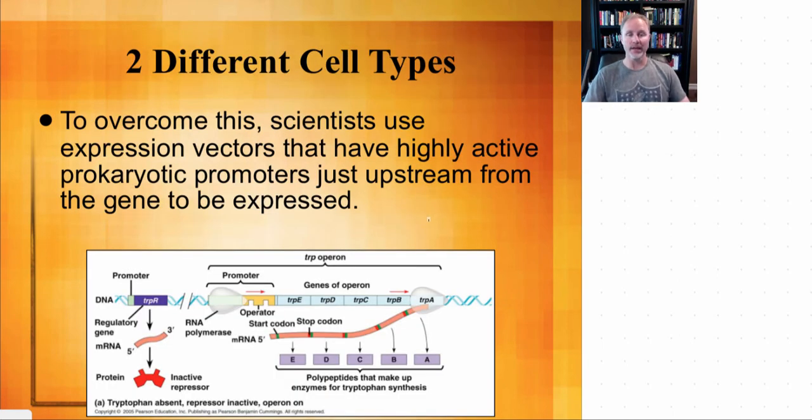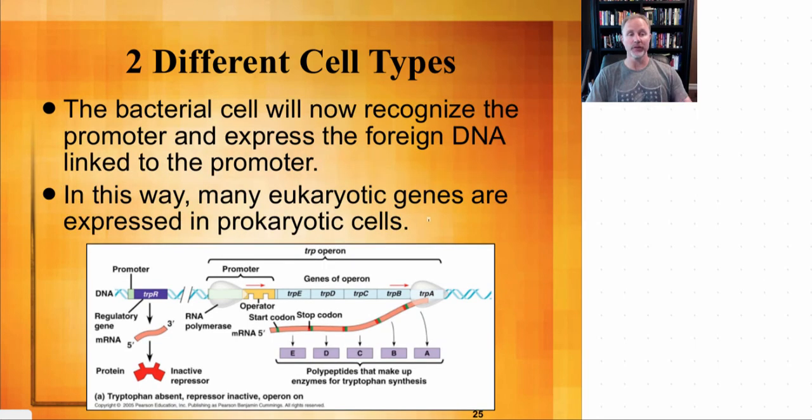Okay, so scientists have done a couple of different things to try to combat this problem. What they use is expression vectors that have a very highly active promoter region just upstream from where that gene is. In other words, they want to express a lot of the protein. The first thing you have to do is find a very active gene within the bacterial cell, because you want it to always be on so that you can make a lot of product after you've gotten it in there.